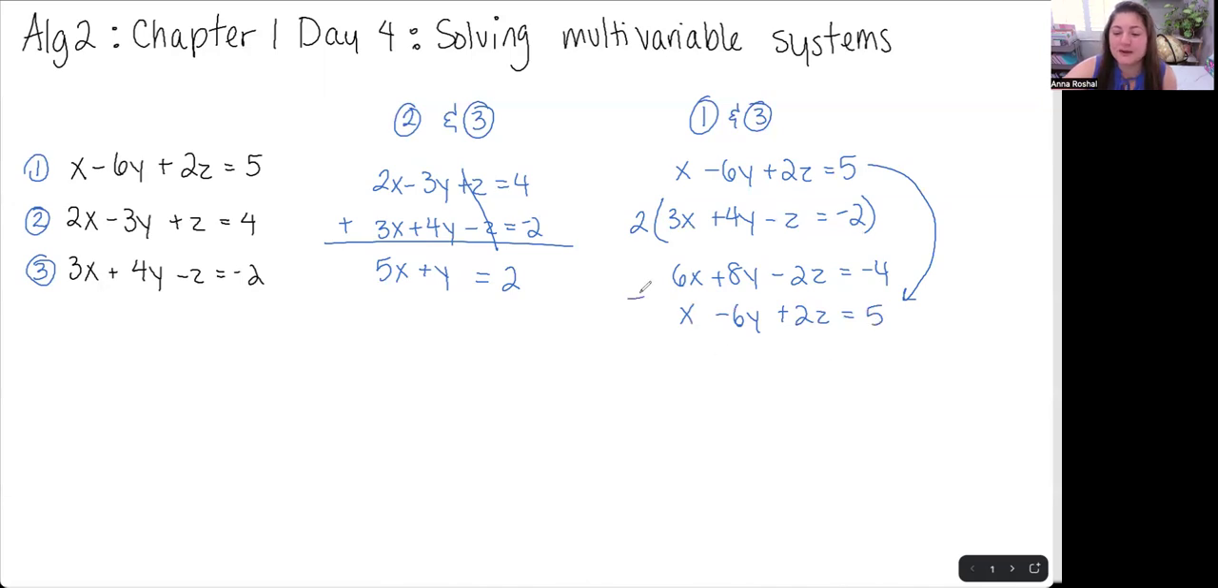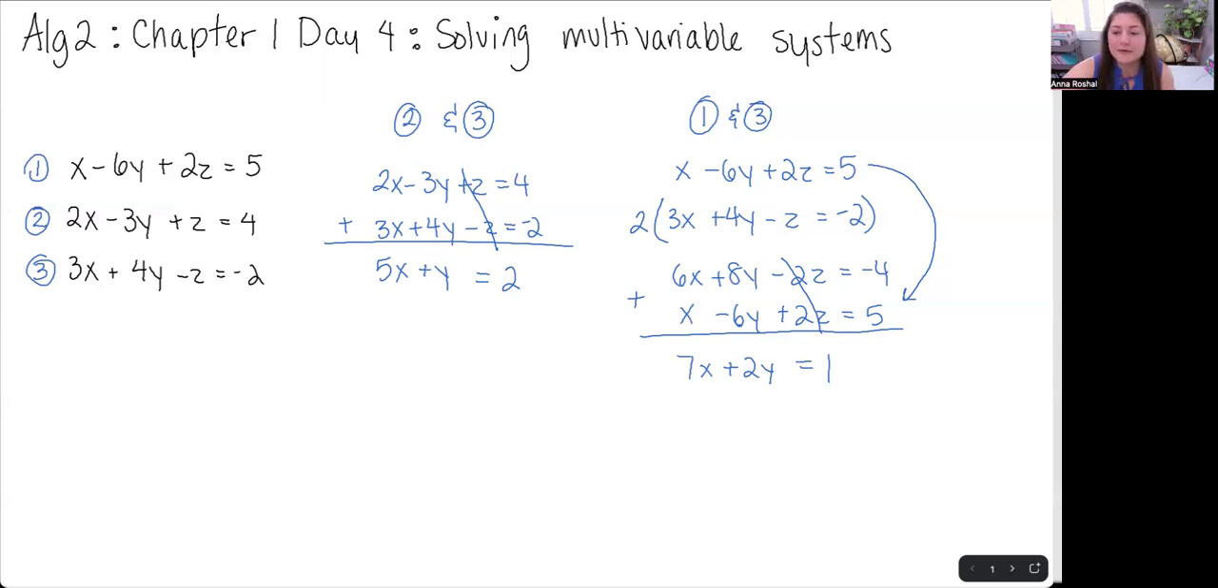Okay. So then I'm going to combine these two equations, and then I have 6x plus 1x is 7x, 8y minus 6y is 2y. And now the z's cancel because I have one negative 2, one positive 2, and that equals 1.